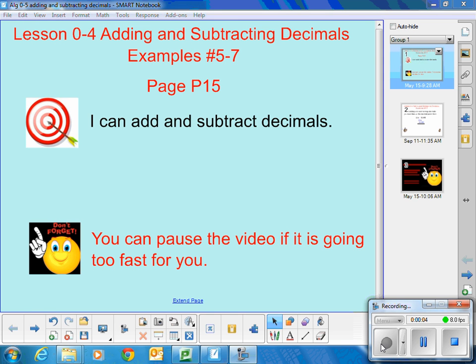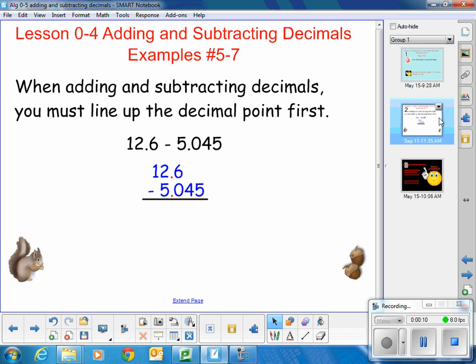In Lesson 04, Examples 5, 6, and 7, you will be learning about adding and subtracting decimals. The most important thing you need to remember when adding and subtracting decimals is that you must line up the decimal point first. So in the example 12.6, or 12 and 6 tenths, minus 5 and 45 thousandths, you're going to stack up the two numbers, and you're going to do so where the decimal points are lined up.